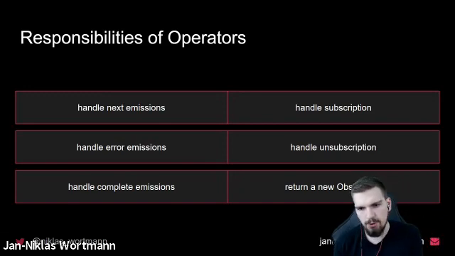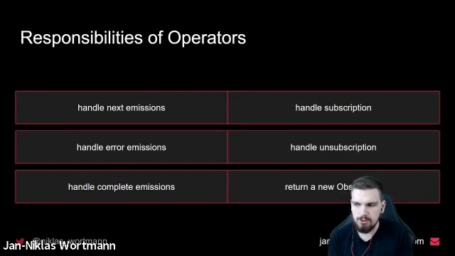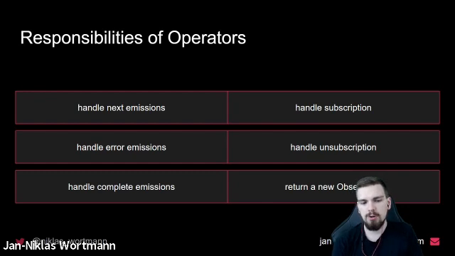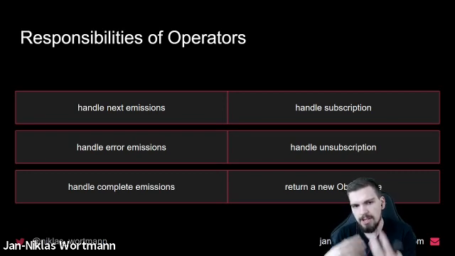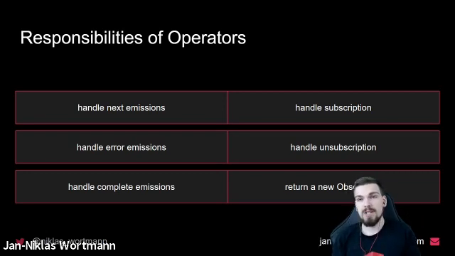What's important is that an operator has six responsibilities. First, it needs to handle next, error, and complete emissions. Even though operators might not treat error or complete, they at least need to forward it. So if we think about map again, map just handles the next emission, but also forwards error and complete, so that you still get notified about those signals. Additionally, it needs to handle subscription, because every operator is just getting applied as soon as you subscribe to an operator. And it also sometimes needs to handle unsubscription.